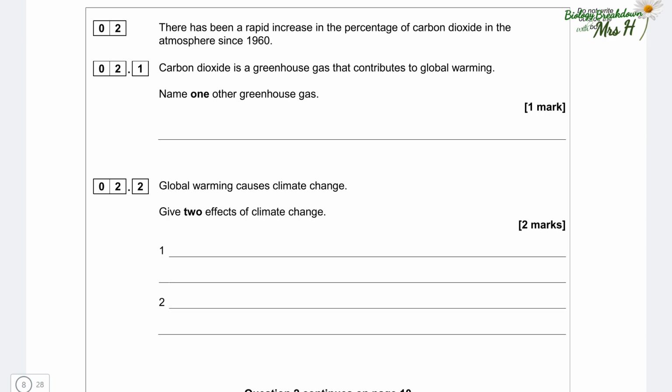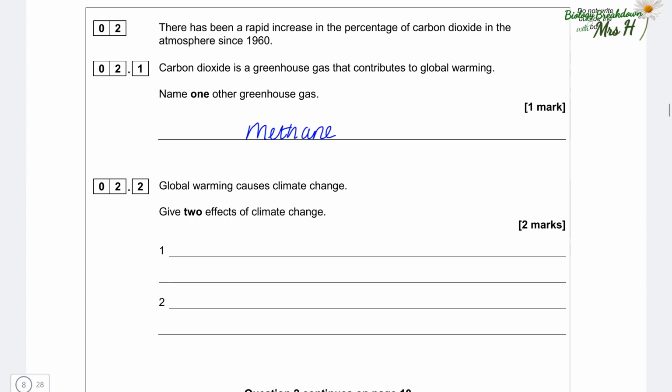There has been a rapid increase in the percentage of carbon dioxide in the atmosphere since 1960. Carbon dioxide is a greenhouse gas that contributes to global warming. Name one other greenhouse gas. Methane. Global warming causes climate change. Give two effects of climate change. Again, you could have lots of different examples here.